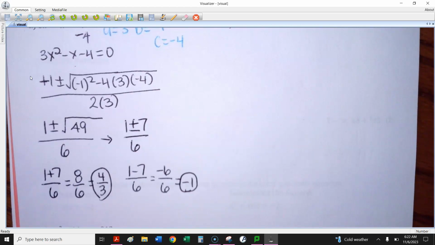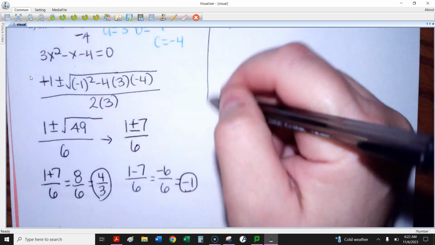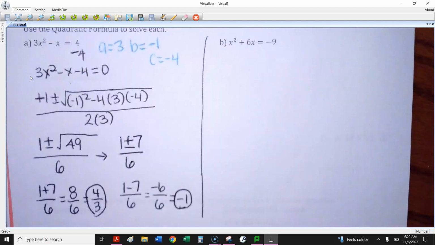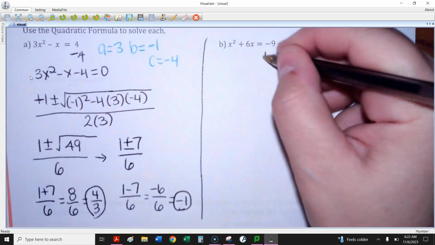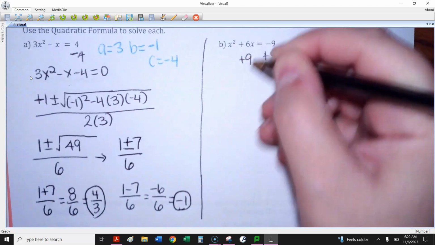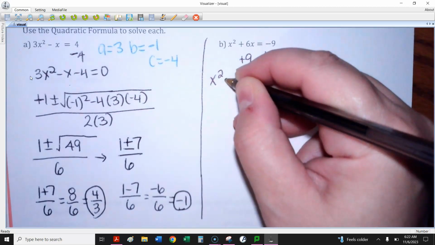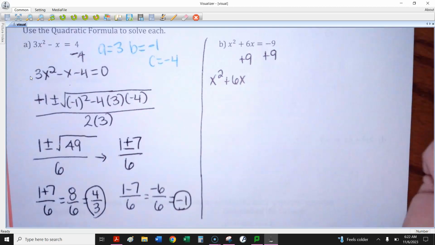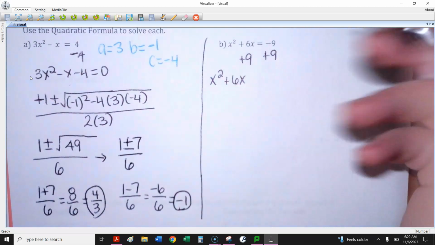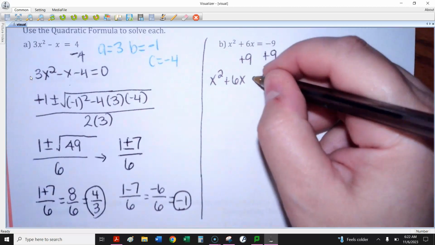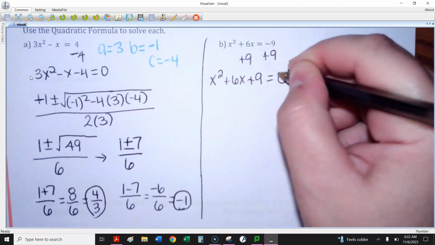All right, let's try the one next to it here. Again, you have to set the question equal to 0 before you start. The easiest way to do that here is to add the 9. Actually, the way this question was set up looks really similar to what we were doing for completing the square. We could solve this by completing the square also. We're just trying to work on the quadratic formula today as a new method.